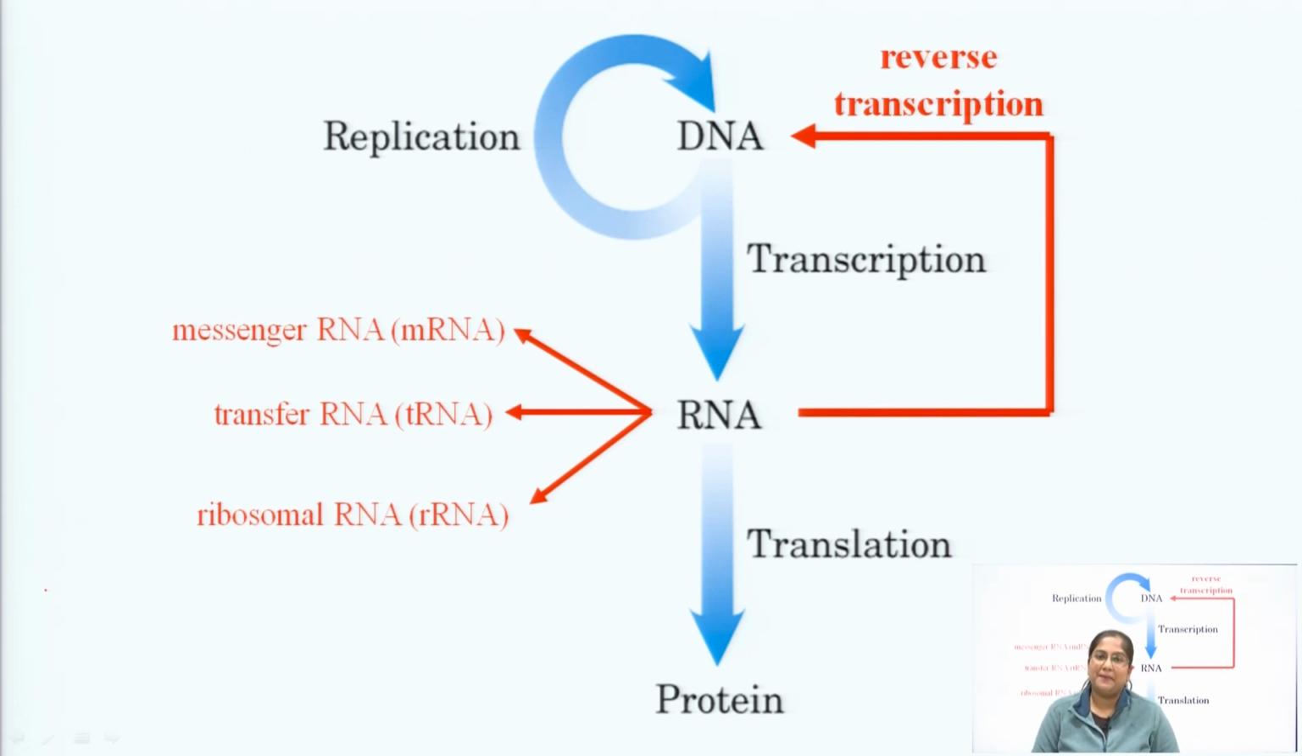When DNA replicates itself, that means when DNA forms its own copies, it is called replication. When DNA is converted into RNA, the process is called transcription, and when RNA is converted into proteins, that process is translation. This whole thing, replication, transcription and then translation, is called the central dogma of molecular biology or the central dogma of life.